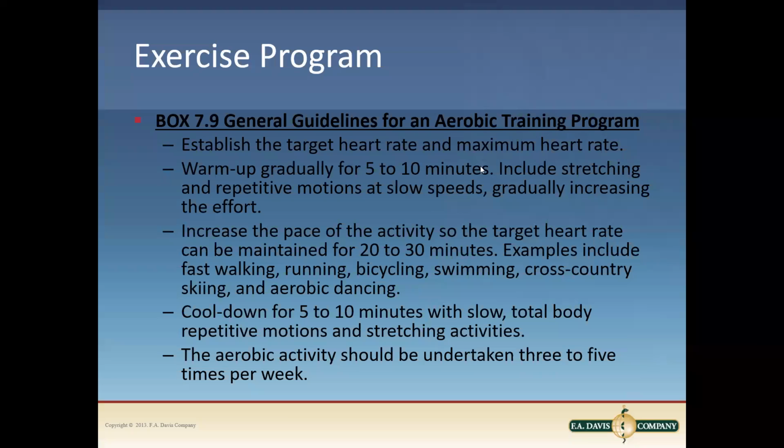So once you establish that target heart rate and max heart rate, we work on it. So you're going to warm up gradually for 5 to 10 minutes, include stretching or repetitive motions at slow speed, gradually increasing the effort. Then we're going to increase the pace of the activity so we get to our target heart rate. We're going to maintain it for about 20 to 30 minutes. Fast walking, running, bicycling, swimming, cross country, all this can be worked. Or even aerobic dancing. I think, what's that company that makes all the online exercise? Beachbody. Right? I think Beachbody's got all kinds of dancing you can do. You can do country line dancing for aerobic. You can do hip hop dancing for aerobic activities. Or you could just be me and go, no, there's no way because I have two left feet.